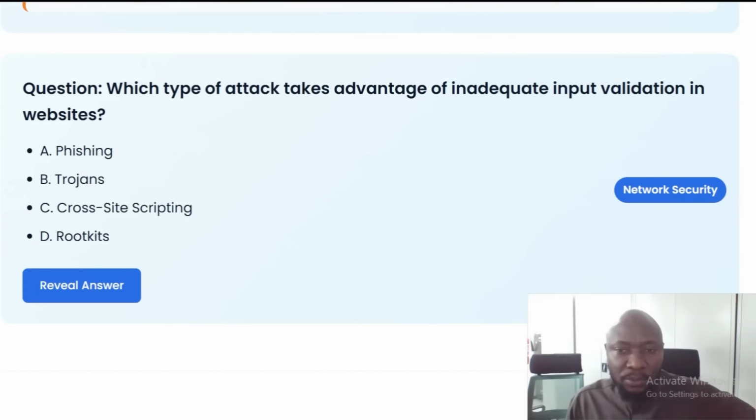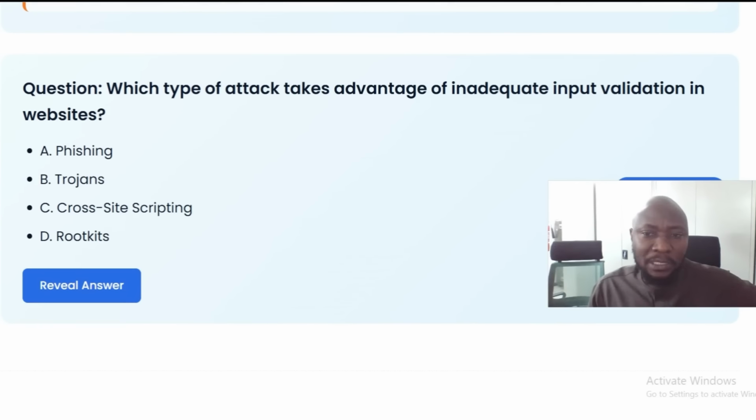So the final question we're looking at here is: which type of attack takes advantage of inadequate input validation in websites? So we're talking about websites. When you are filling a form online, maybe you're submitting your name or some information. The kind of information you submit should be streamlined. You shouldn't just be allowed to type in script or code or some kind of characters.